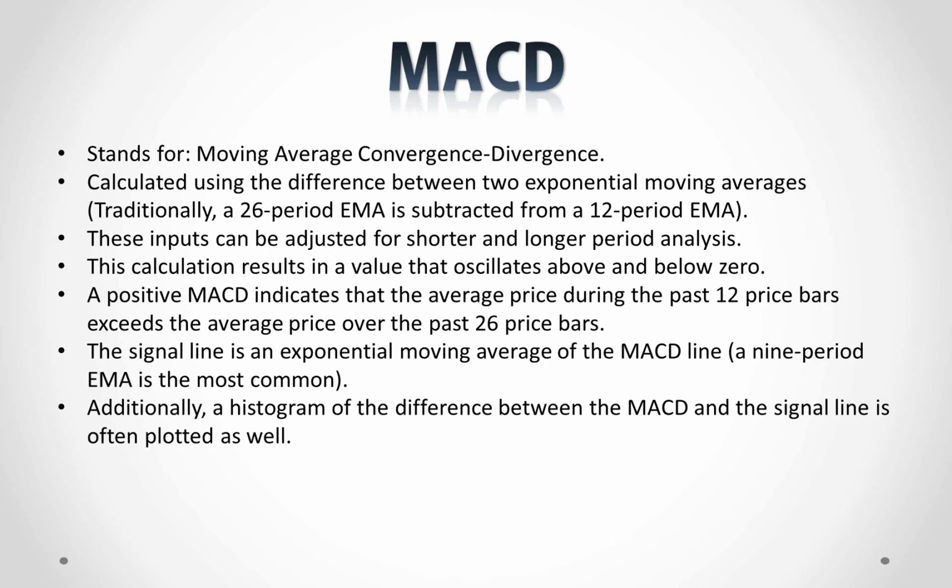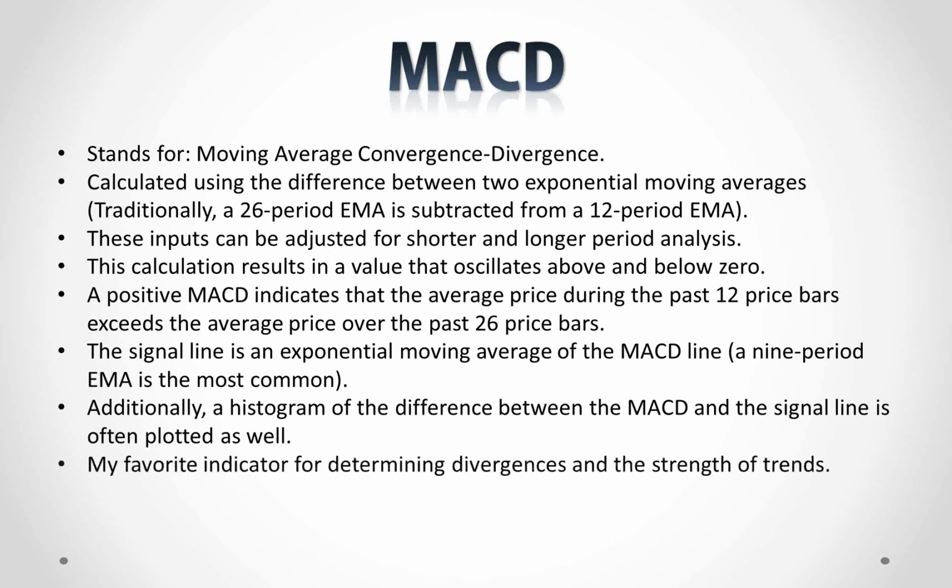In addition to the MACD and the signal line, you'll typically see a histogram, which is the difference between the MACD and signal line, plotted as well. The MACD is my personal favorite indicator for determining divergences and the strength of trends. It's probably the most commonly used indicator, and if you're going to pick a single indicator to have on your charts, my recommendation would be to use the MACD.